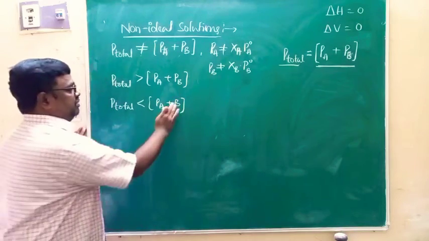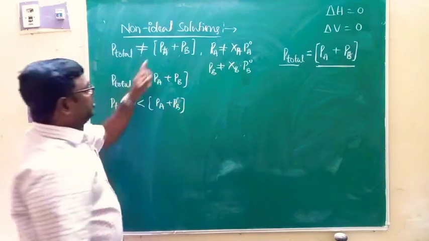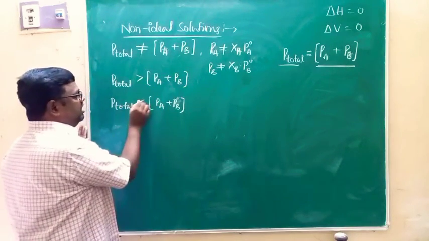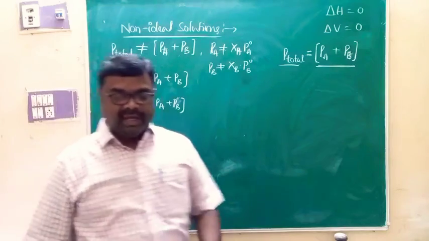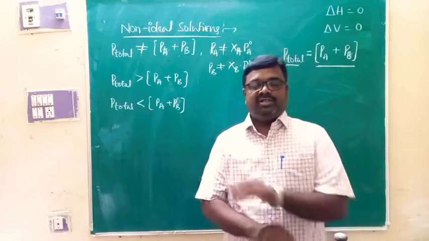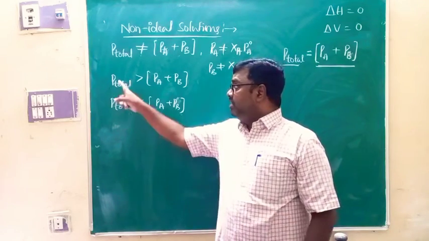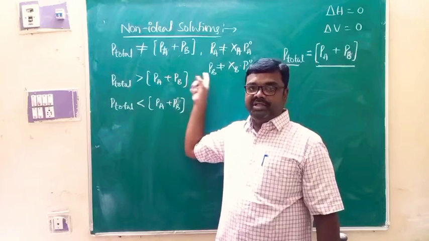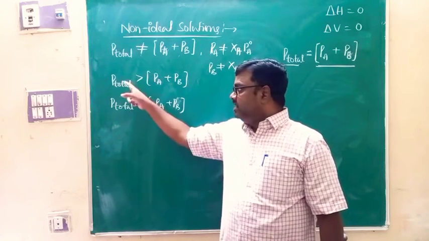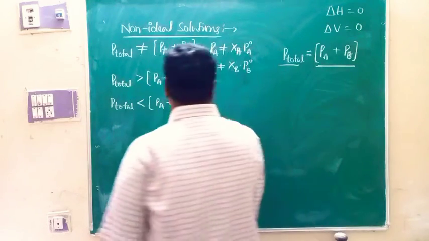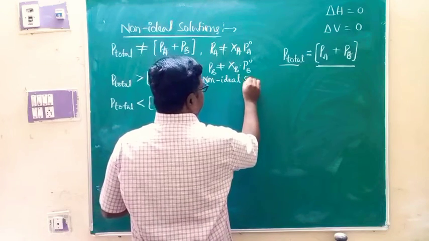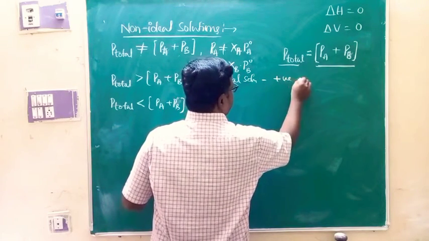If I say total vapor pressure of solution is not equal to PA plus PB, there are two possibilities. It may be greater than PA plus PB or it may be less than PA plus PB. Accordingly, non-ideal solutions are of two types. One is non-ideal solutions showing positive deviation, another is non-ideal solutions showing negative deviation. Look at this: P total greater than PA plus PB, that is non-ideal solutions showing positive deviation.